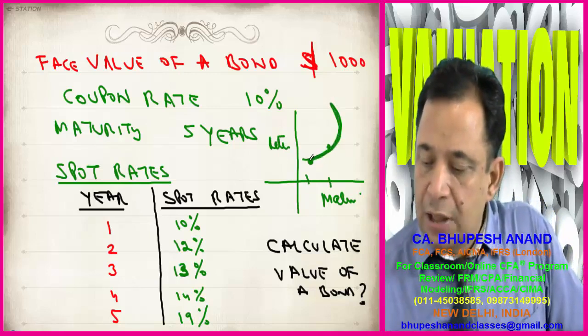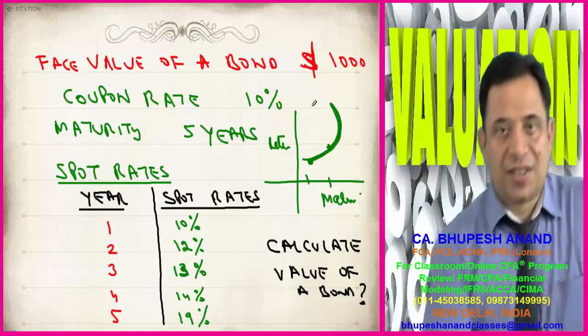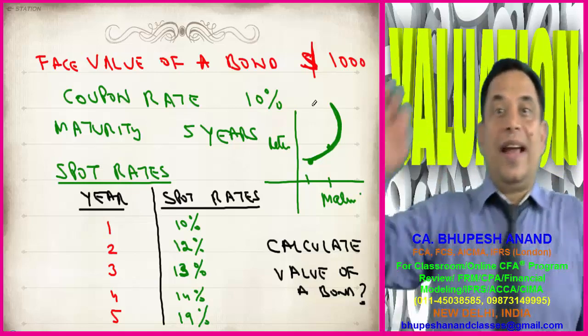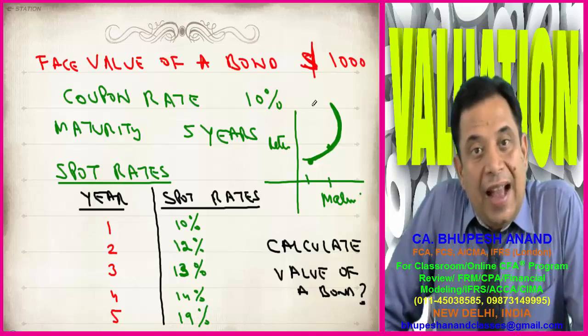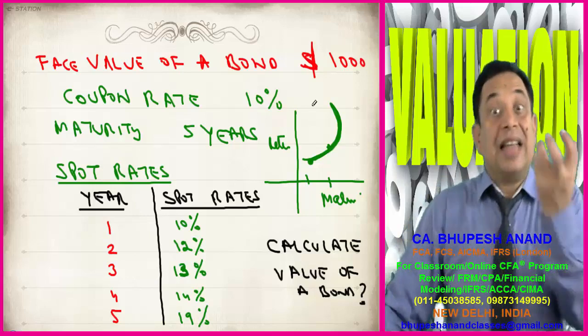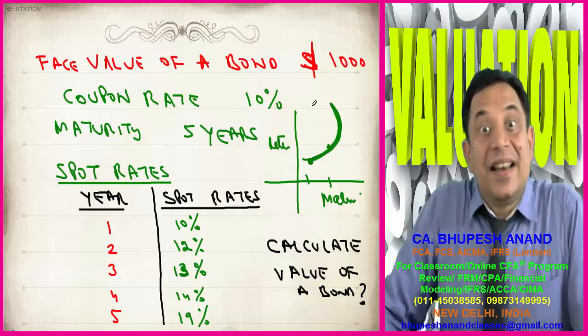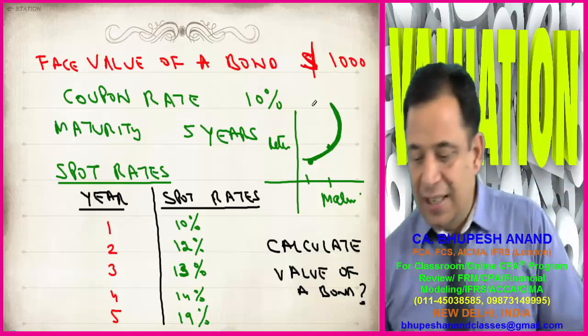This will be named as the spot rate curve. When I draw the spot rates graphically, and I take maturity on the x-axis and spot rates on the y-axis, then that curve which represents maturity and spot rate is named as the spot rate curve. You getting my point? That is named as the spot rate curve.